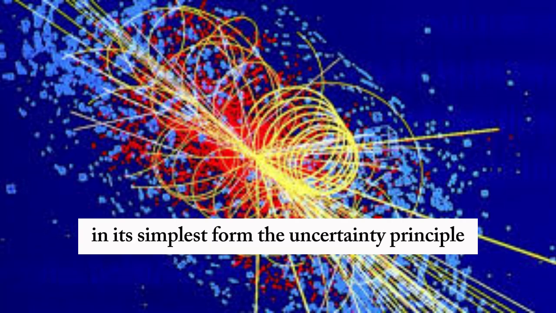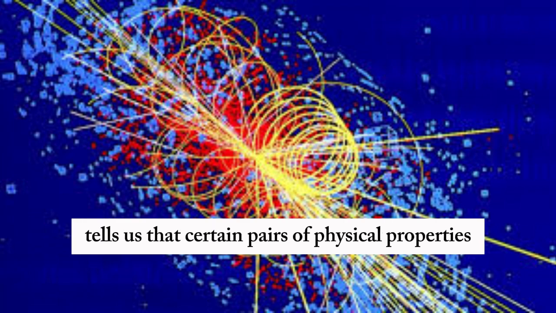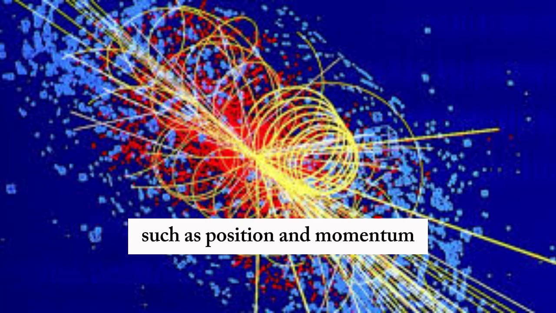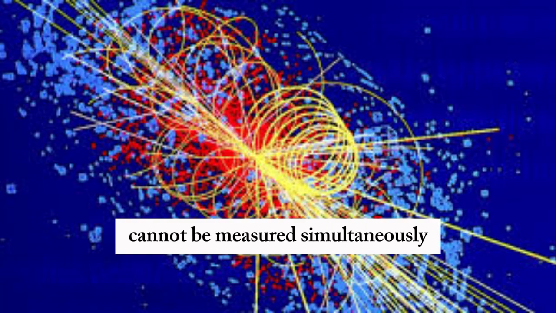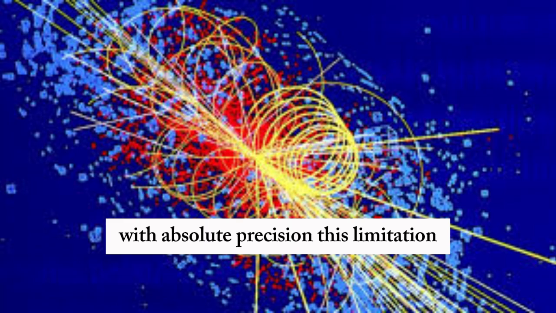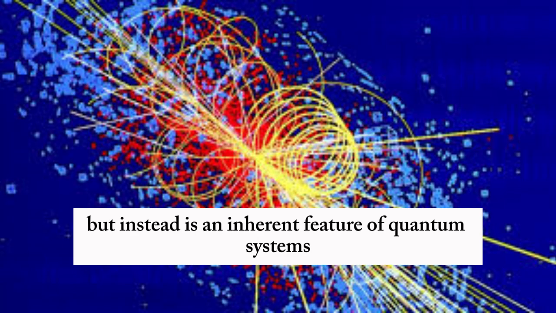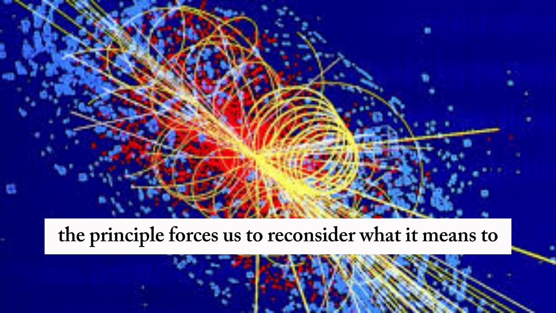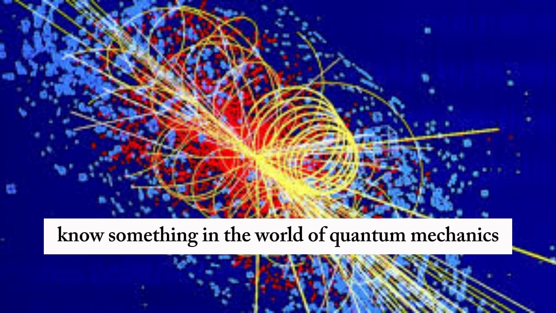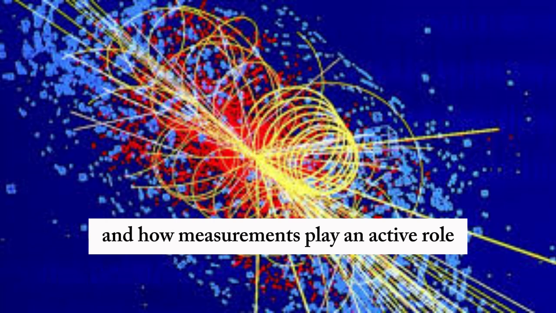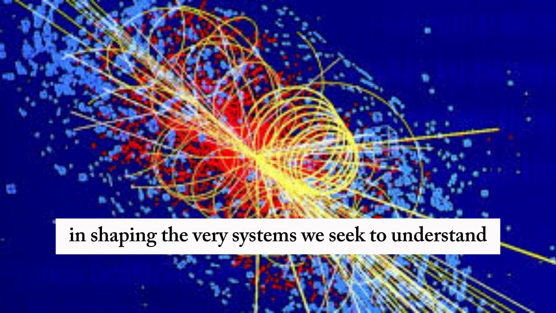In its simplest form, the uncertainty principle tells us that certain pairs of physical properties, such as position and momentum, cannot be measured simultaneously with absolute precision. This limitation isn't due to any flaw in our measurement devices, but instead is an inherent feature of quantum systems. The principle forces us to reconsider what it means to know something in the world of quantum mechanics, and how measurements play an active role in shaping the very systems we seek to understand.